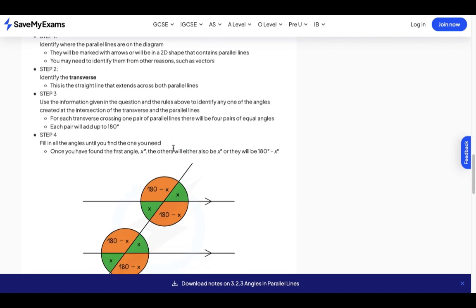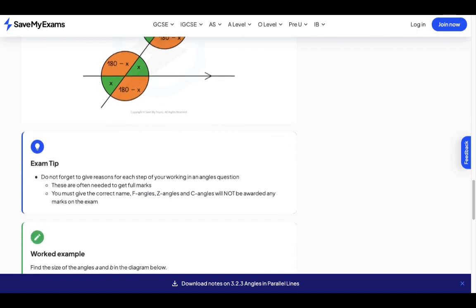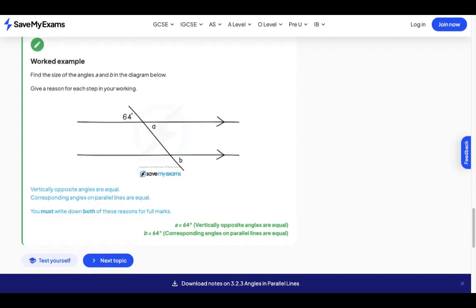And then you have this: you can see the orange color, 180 minus x, is also at the bottom, 180 minus x, because they are what? Because they are vertically opposite angles. The green, x, they are vertically opposite angles. They are equal. So we just look for examples to solve. Like you have here.